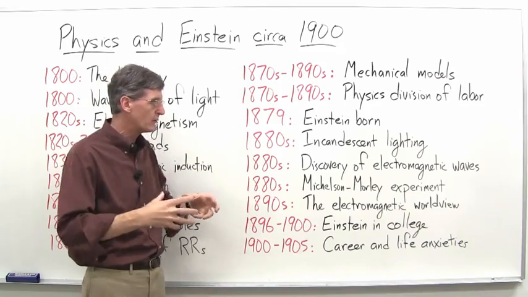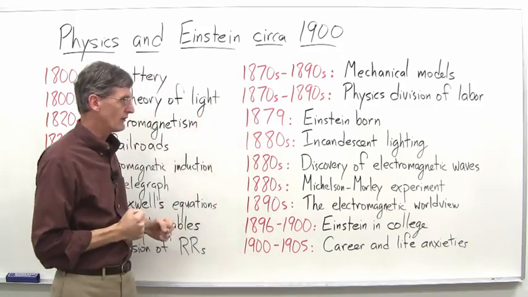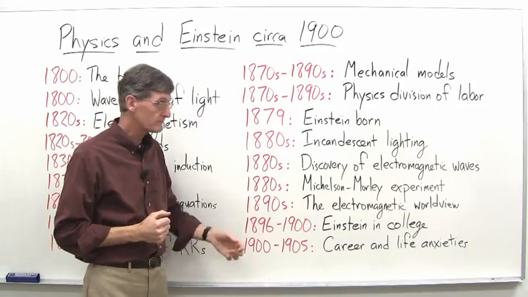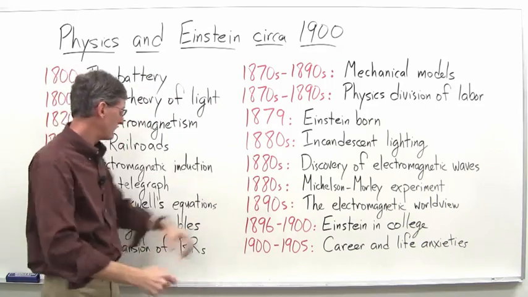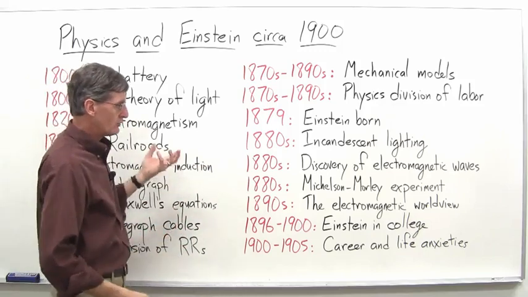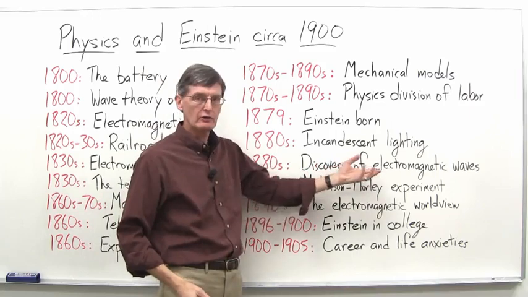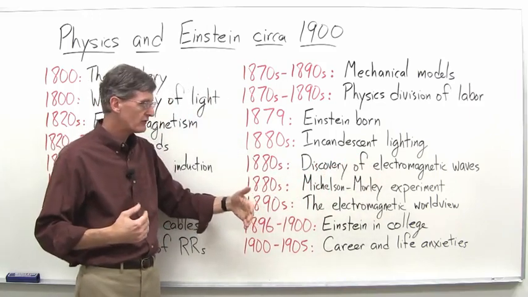His very family was involved in a lot of the technological advances of the time, really the cutting-edge work at the time. 1880s, discovery of electromagnetic waves, going back to Maxwell's equations that predicted the existence of electromagnetic waves. A German physicist by the name of Heinrich Hertz in the 1880s confirmed their existence.